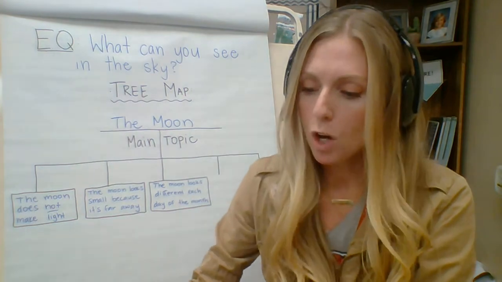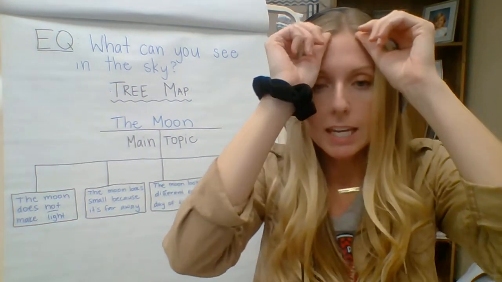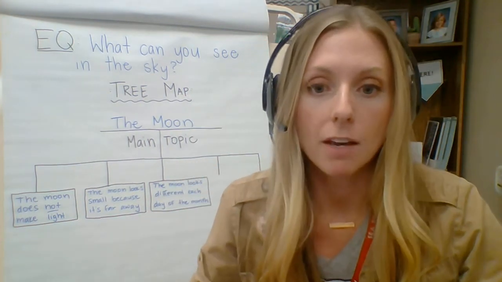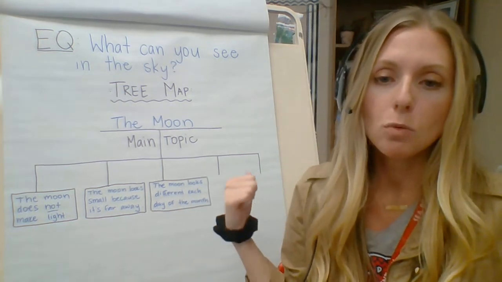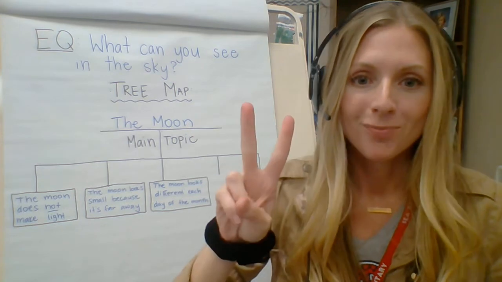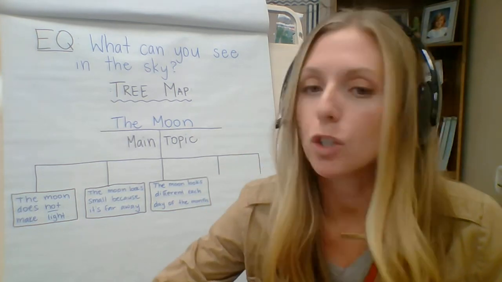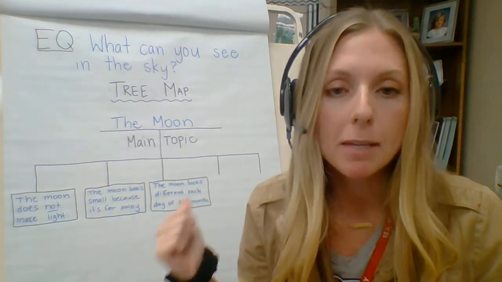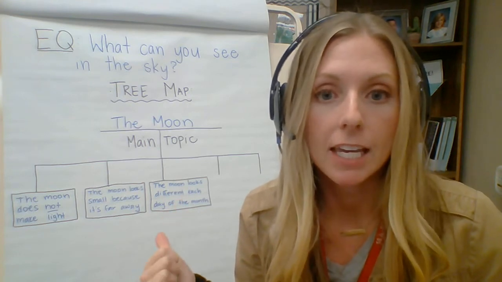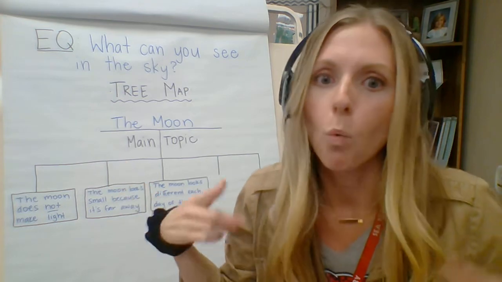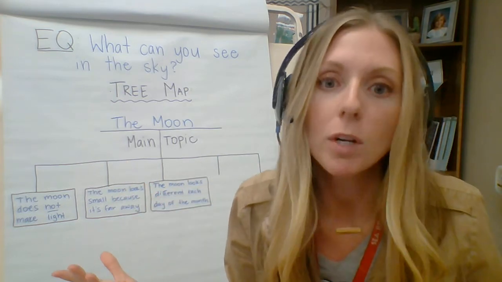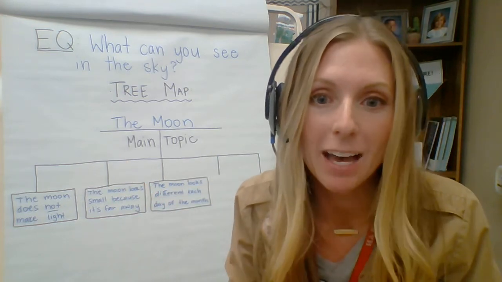Alrighty, my friends. So go ahead and scroll down in this lesson and you'll see pictures of those pages. You can look for more details. How many details do we need to add to our tree map? Two. You've got to add two key details. And then will you send me a picture of this in Dojo? That way I can see that we understand our essential question. What can we see in the sky today? Well, we're talking about the moon. We can see that up in the sky.